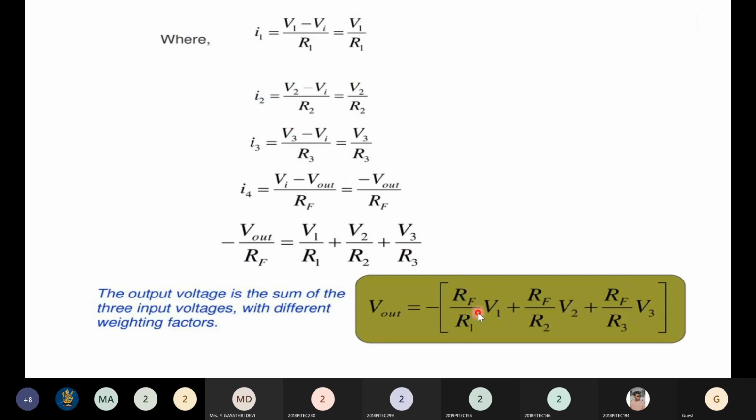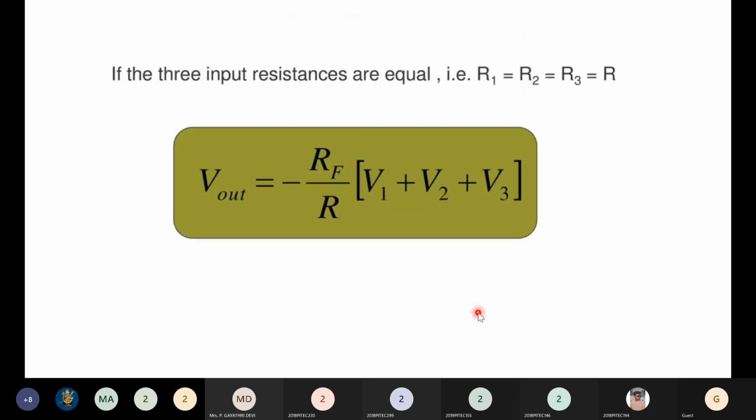Any doubt? If you have doubt, you can see this. Still having any doubt? You just have to write the current equations and equate. I mean, you have to write KCL, right? And if all the resistor values are equal, as I said, then the output will be equal to gain times the sum of inputs. That RF by R will act as gain. Since you are giving all the inputs in the inverting terminal, you'll get that minus sign, obviously, right?